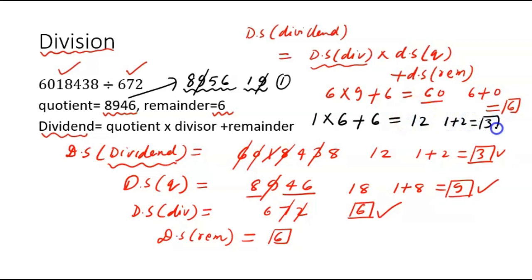Now in this case the digit sum is 3 in the left hand side, that is the digit sum of the dividend, and the digit sum of the quotient into the digit sum of the divisor plus the digit sum of the remainder is equal to 3. So now this is the correct answer. So the only difference was that the quotient was 8956 in place of 8946. The remainder and other things were the same.